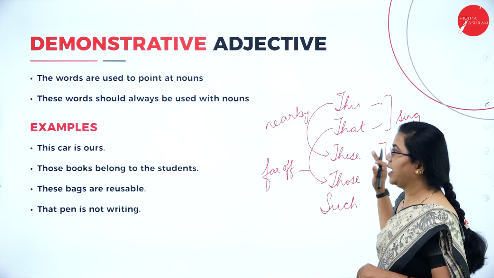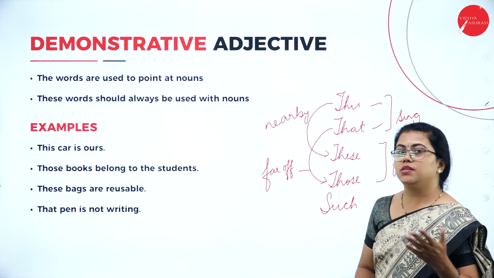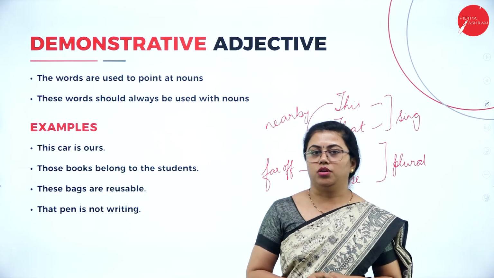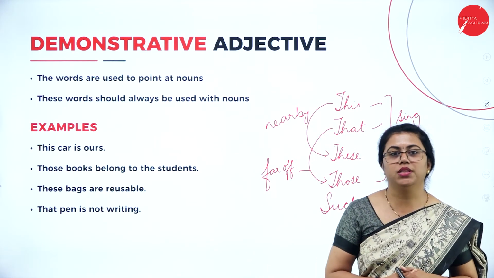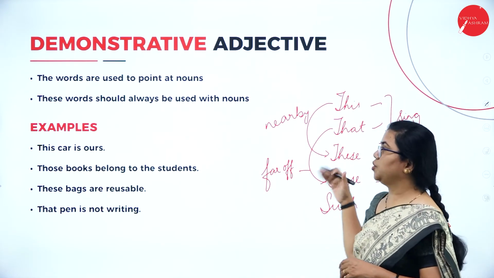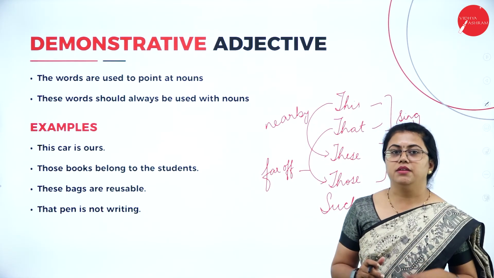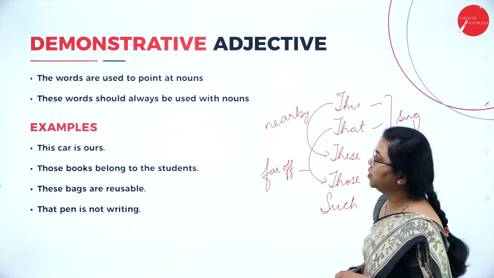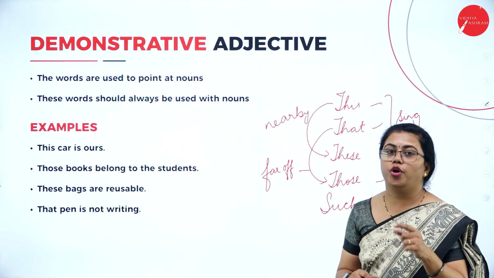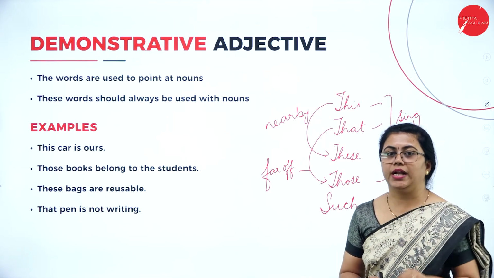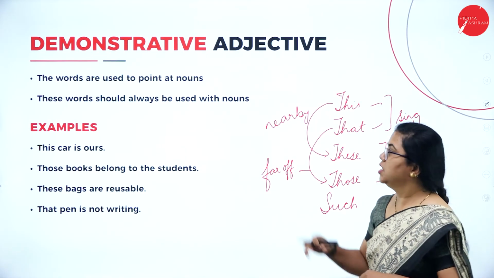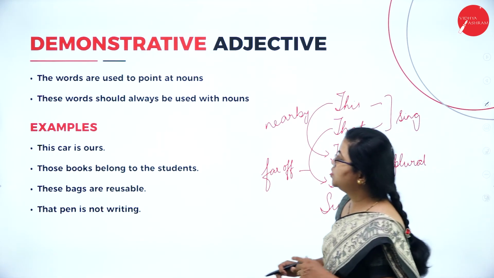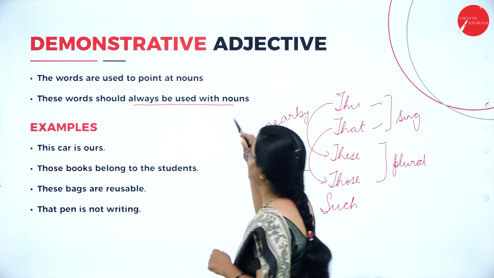So these pronouns can be used as adjectives. When does a pronoun become an adjective? When that pronoun is used along with a noun. Adjectives are always used with nouns, isn't it? So these pronouns you can change into adjectives by just using them along with nouns. So let us just see the rules. The words are used to point at nouns. You are pointing at it, you are showing and talking about it. So that becomes a demonstrative adjective. These words should always be used with nouns.